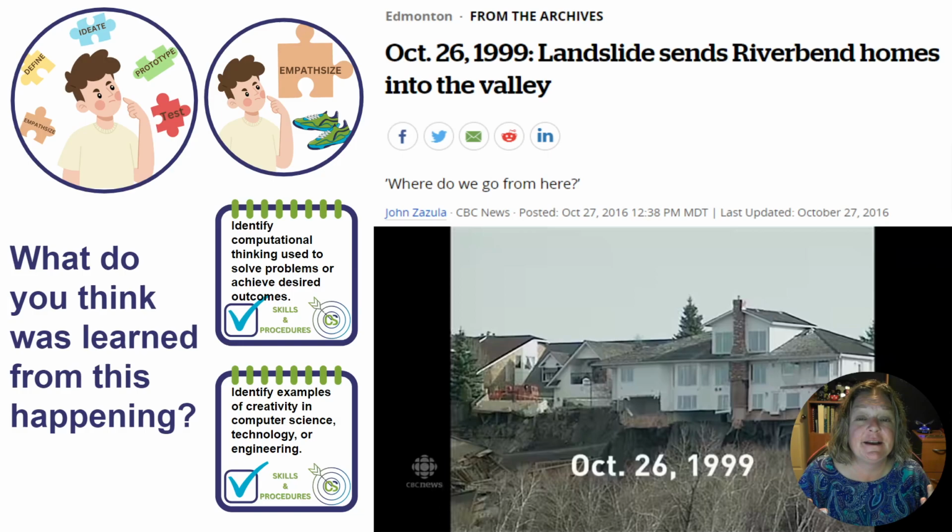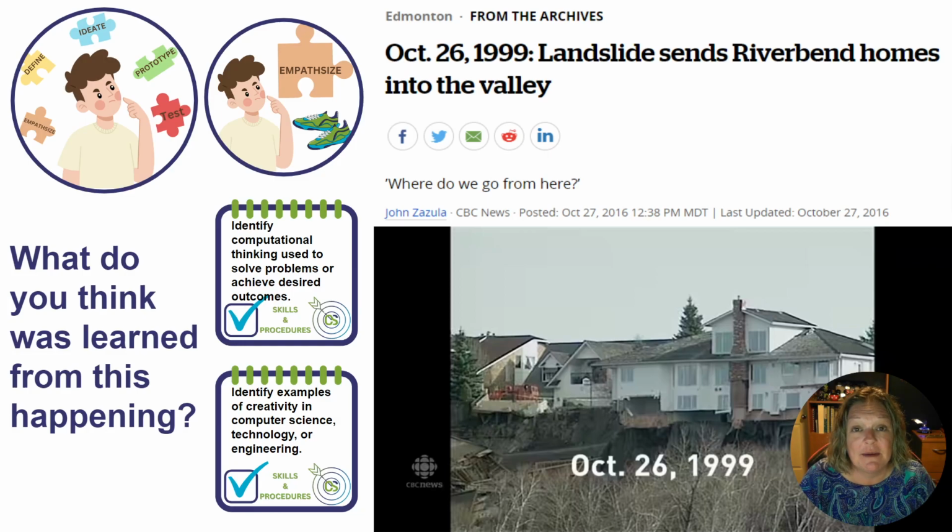So we're covering the energy thing. We're looking at land changes over time. We can draw in the design process, definitely pull on some of that empathy, and have students work on those empathy skills. How do you think these people felt? And then beyond that, what do you think was learned from this happening?